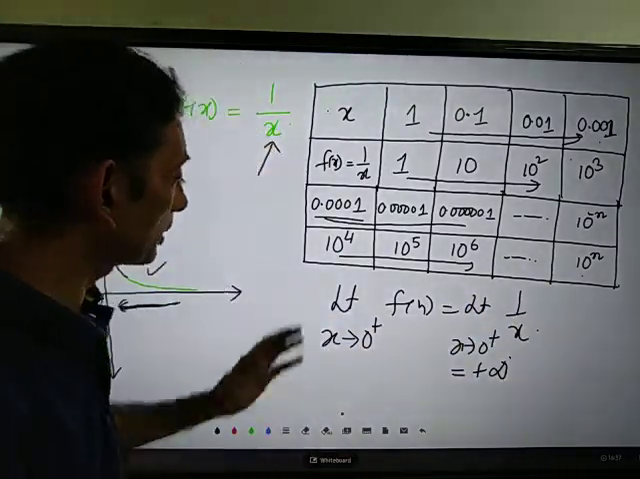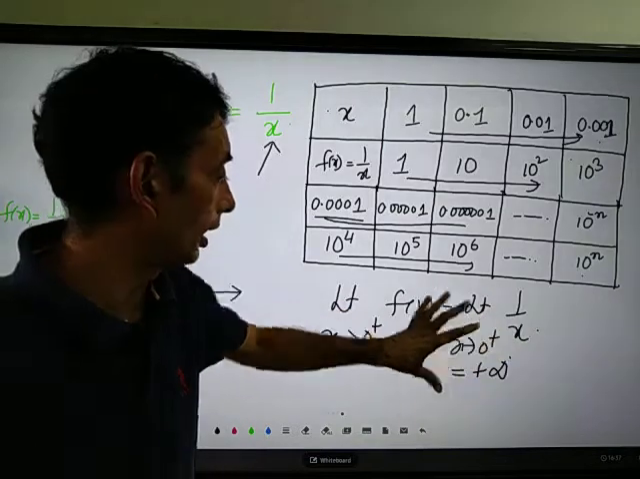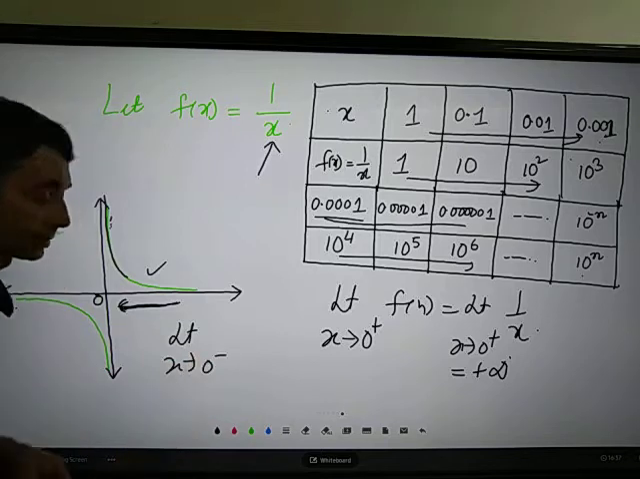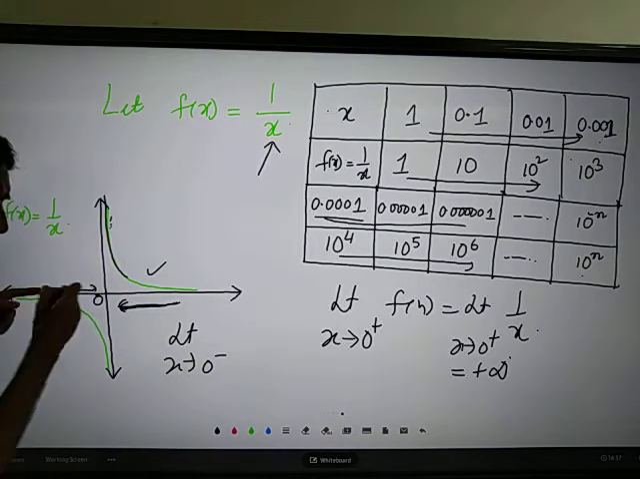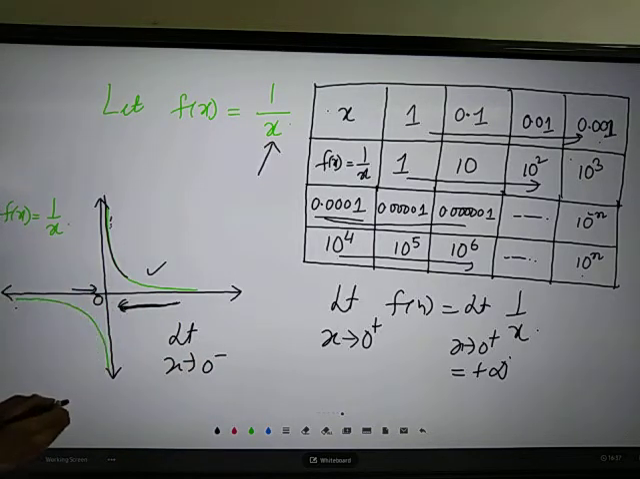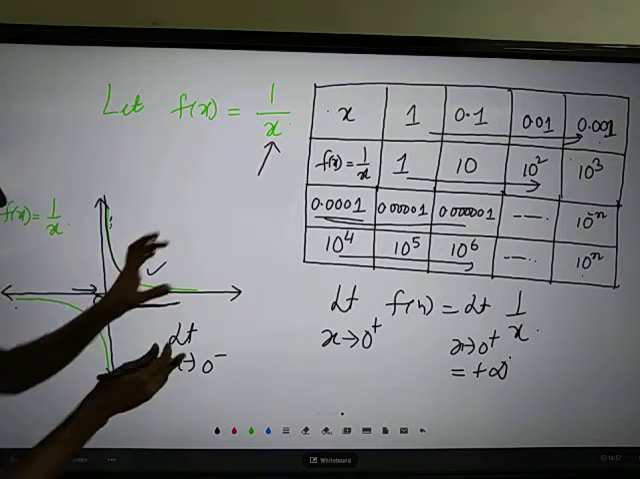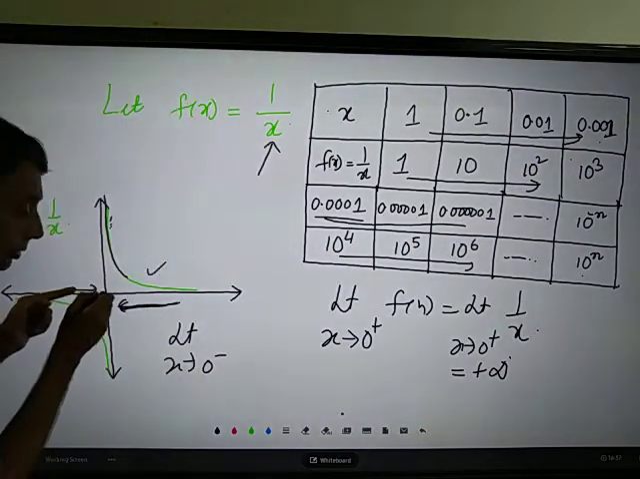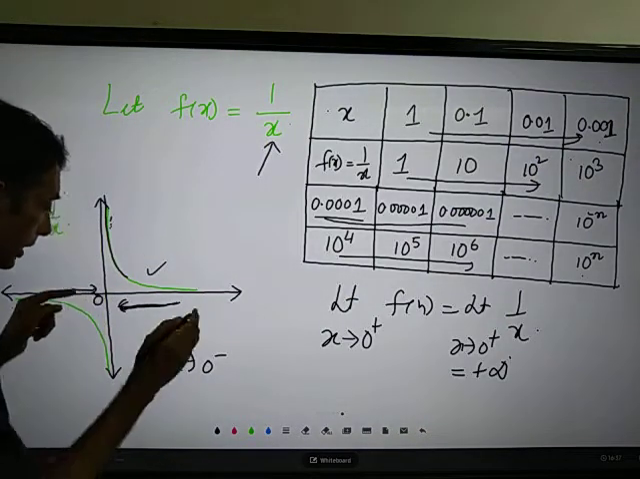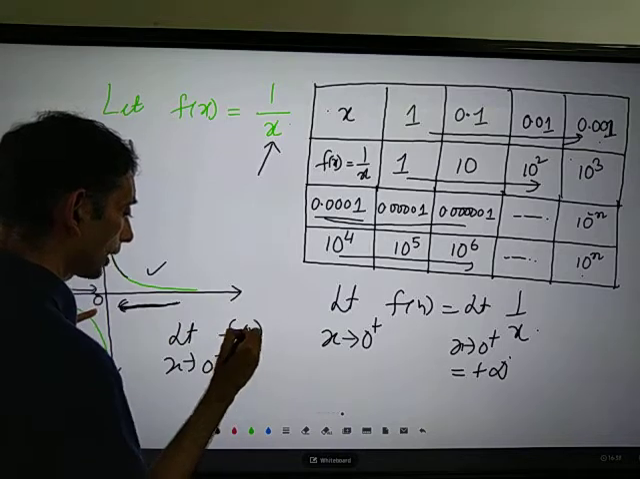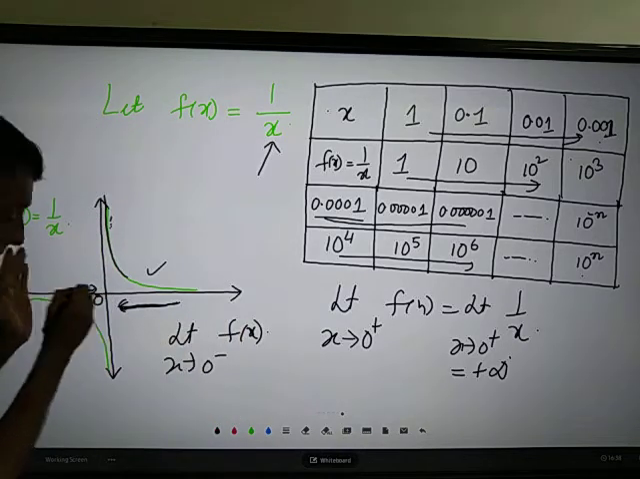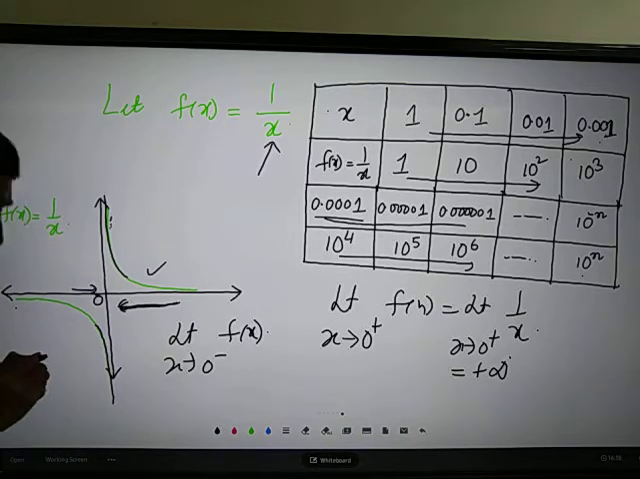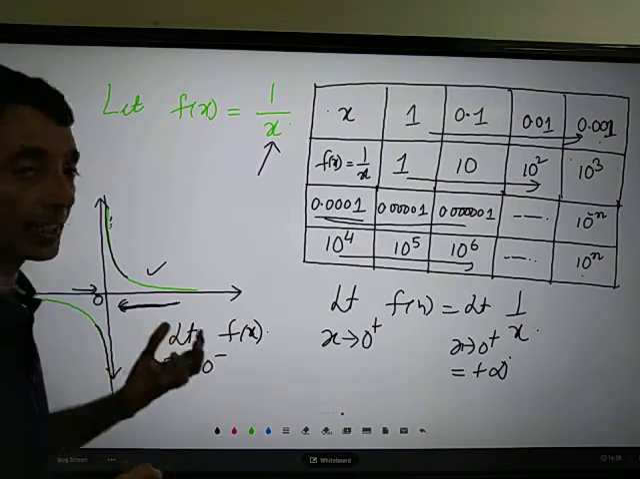With the help of that we can understand plus infinity in terms of limits. Now similarly we can explain limit x tends to 0 minus, that means when we are approaching 0 from the negative side. We can understand this with the help of another table. If you approach 0 from the negative side, the value of the function keeps decreasing and decreasing.